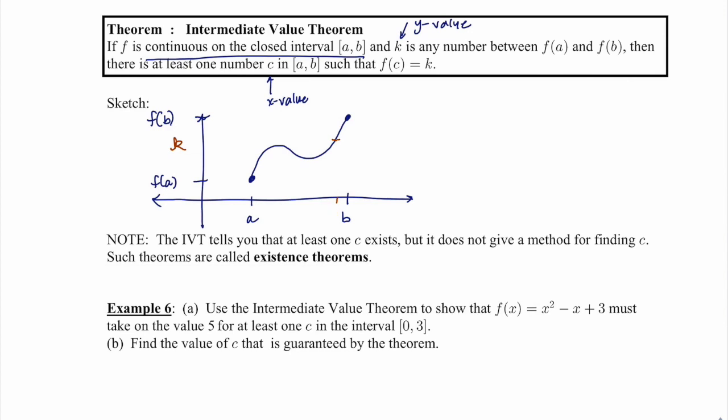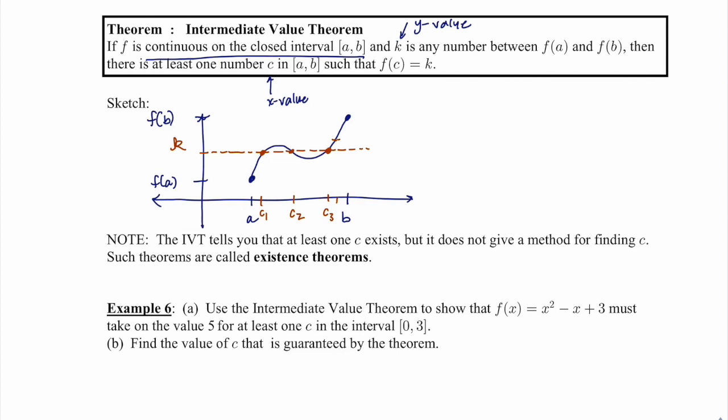So if I choose a k that's a little bit lower, maybe right here, and I make my line across, well, this time I can see there are actually 3 values between A and B that give me that k value. So maybe I'd say, here's one of them, here's another, and then here's a third.